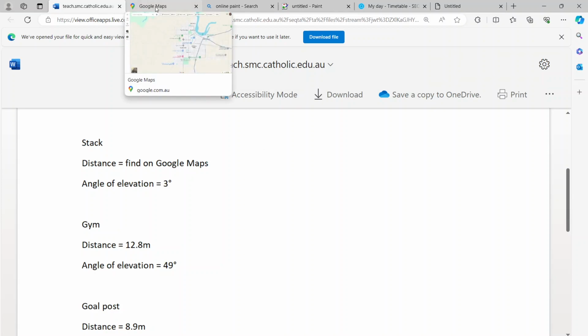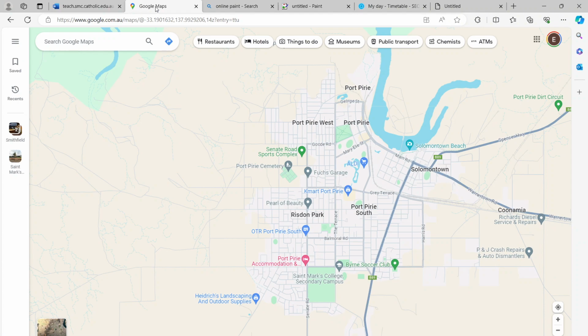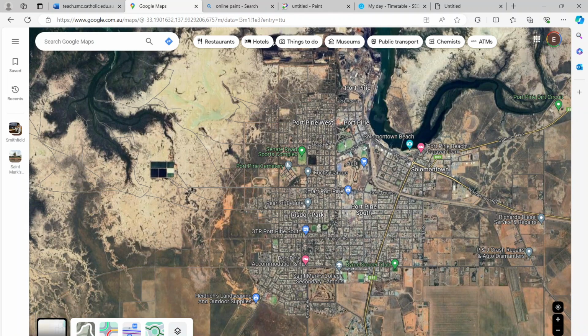All right, so open up Google Maps and let's have a look at Port Pirie. Okay, so here's the map of Port Pirie. First of all, to find the stack, you need to get the satellite image. Okay, that's a little bit better.